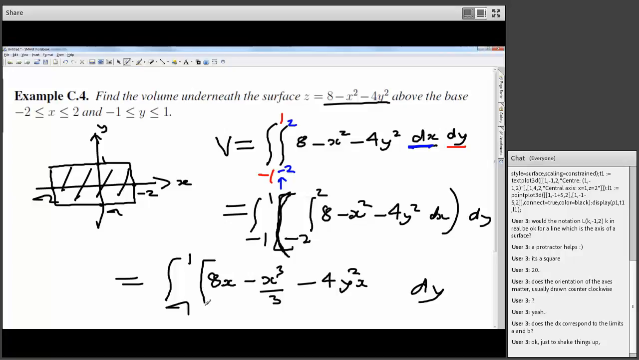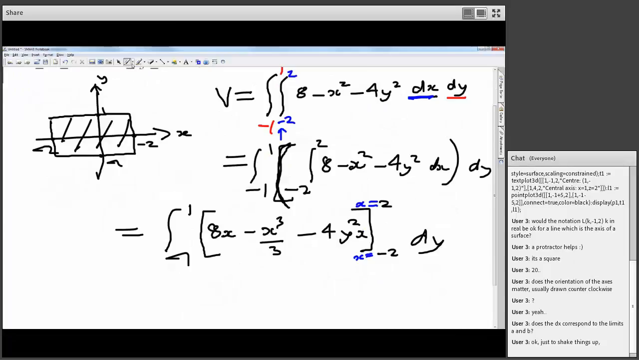Now that I've integrated, just like normal, I now sub my limits in. So I'm writing it as -2 to 2. It's good to realise that what this means in practice is x equals 2 and x equals -2. And to begin with, since there's lots of variables floating around, it's easy to forget sometimes. So it's no problem typing it in. So the outside framework is the same. Then I'll plug in x equals 2. So that'd be 16 minus 8 on 3 minus 8y squared.